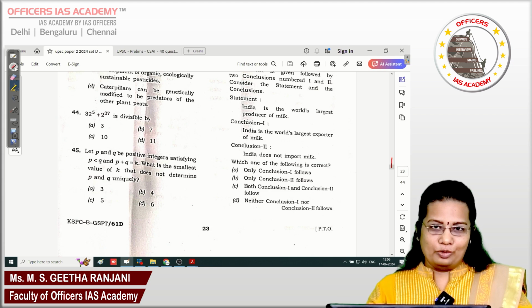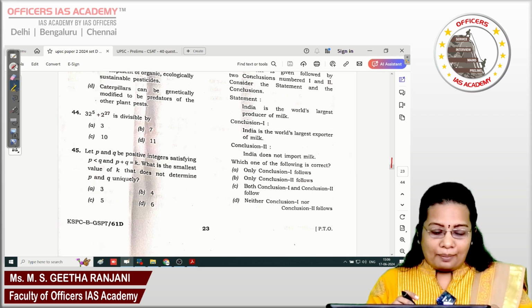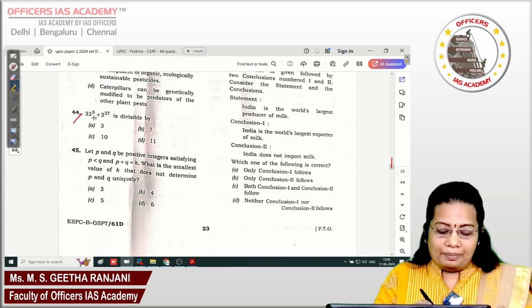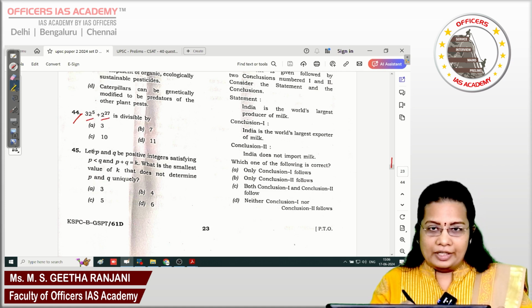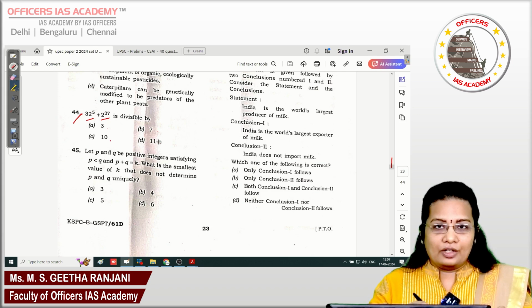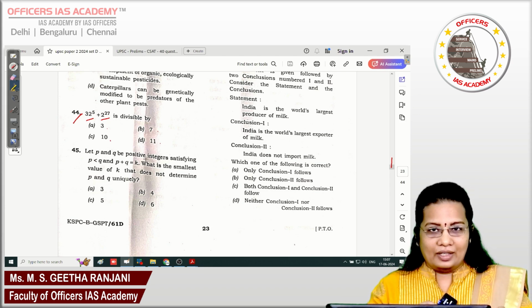This is part 2. In this part 2, we are going to discuss the aptitude and reasoning questions from question number 44 to 80. So question number 44. 32 power 5 plus 2 power 27 is divisible by. In front of you, 4 options are given. Here we can use the option based elimination technique to solve it.